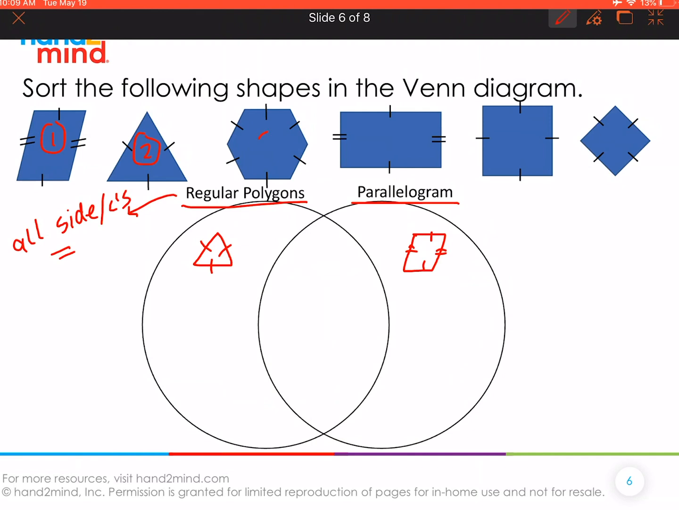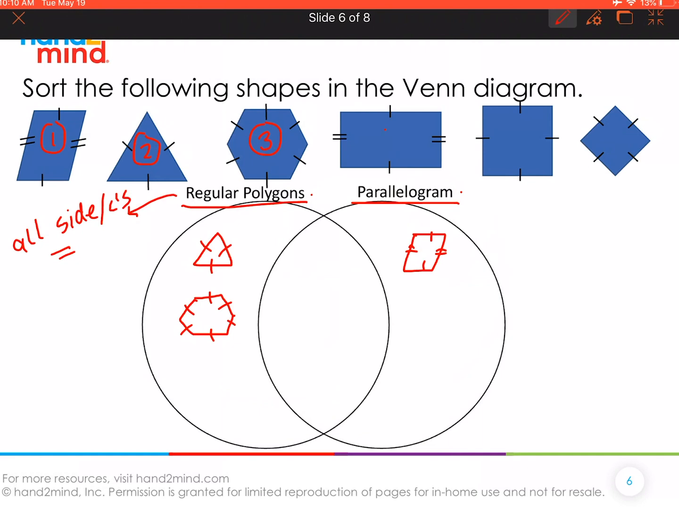What about shape number 3? Do you think it's a regular polygon, parallelogram, or both? Good. This one is a regular polygon. We can see that this is a hexagon, and our hexagon, we know when it's labeled just as this one is going to be a regular polygon.